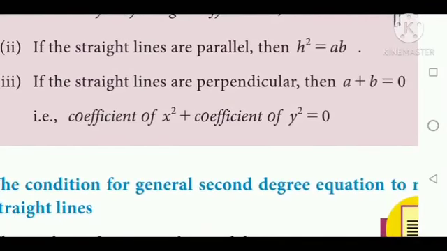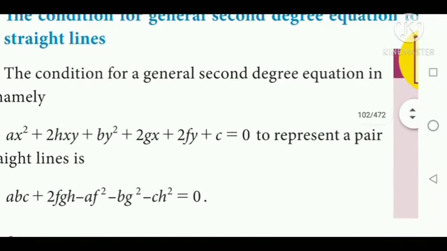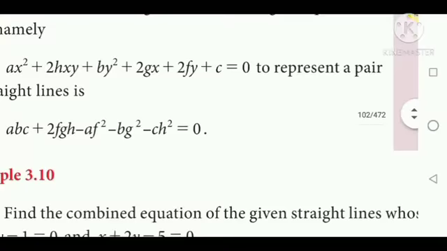Then the coefficient of x square plus the coefficient of y square is always 0 if the straight lines are perpendicular. So these are the conditions for straight lines to be perpendicular as well as parallel. If it is parallel, h square equal to ab. If the straight lines are perpendicular, it means a plus b equal to 0, that is, coefficient of x square plus coefficient of y square equal to 0. So the condition for the general second degree equation to represent straight lines is given like this. We have already seen this.